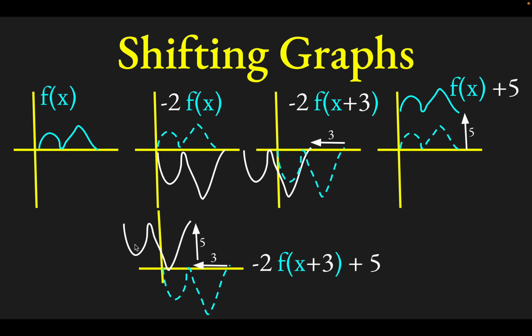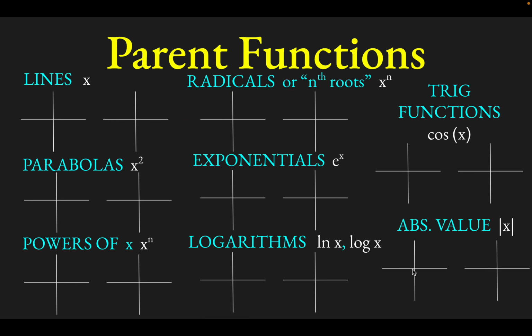And so your final answer or final graph here would be this white curve. So that's what it means to shift graphs around. We met a whole bunch of parent functions this year, things that you really should know roughly what the graph looks like. So the line y equals x is just going to be a diagonal line, a line with a slope of 1 and an intercept of 0.